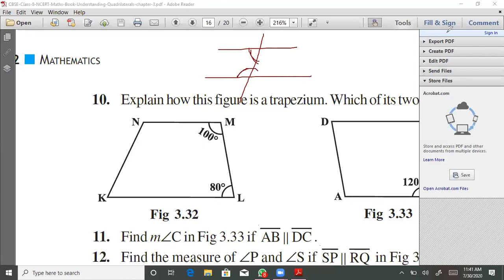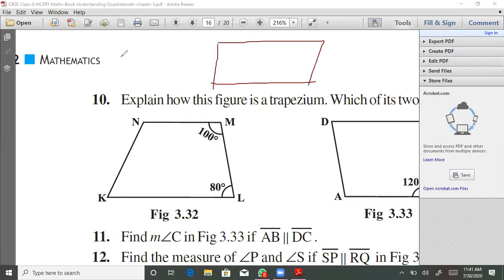If these two lines are parallel, then the sum of these two adjacent angles is 180 degrees. Just like in a parallelogram, if we take any two adjacent angles from ABCD, AB, BC, CD or DA, their sum is 180 degrees because opposite sides are parallel here. But in a trapezium only one pair of opposite sides is parallel. So if these two lines are parallel, the sum of angles 1 and 2 is 180 degrees.